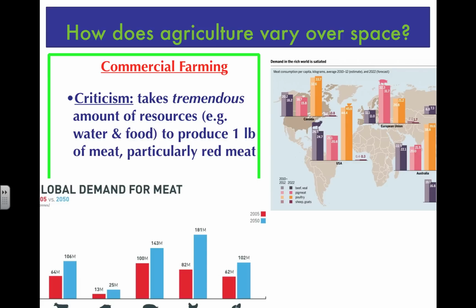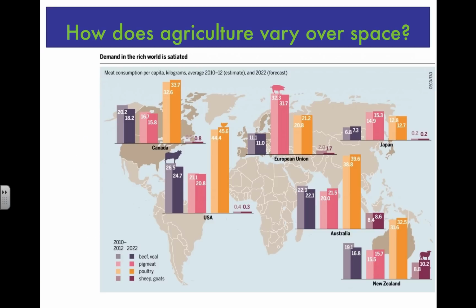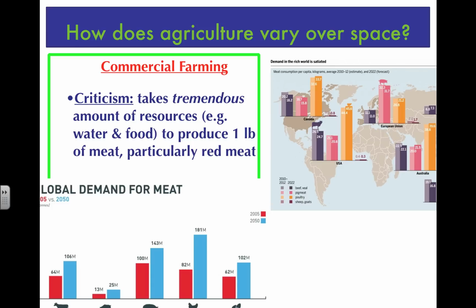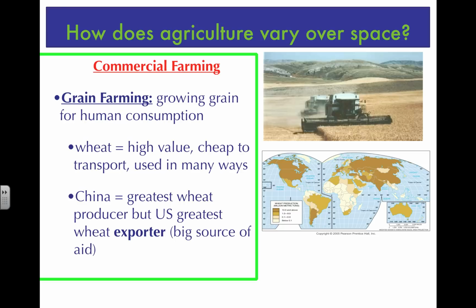which is grain farming. Here you go, zoomed in map again. You can just see the global demand for meat. But the one you need to keep in mind is the one on the bottom left, where you see that projected increase in the amount of meat that we're demanding. In turn, that is driving the growth of our grain farming.